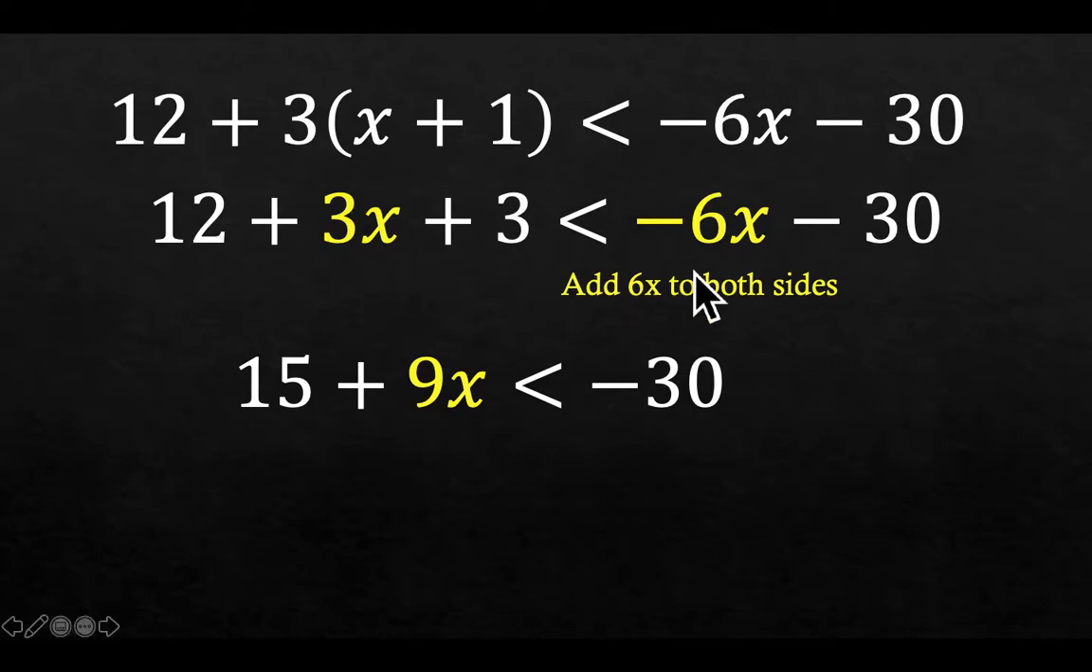Our next step will be to go ahead and take this negative 6x and add 6x to both sides. This is an inverse operation because if I have a negative 6x, then adding a positive 6x will remove it from the right side and add it to the left side. So instead of having 3x on the left side, I now have 9x on the left side.